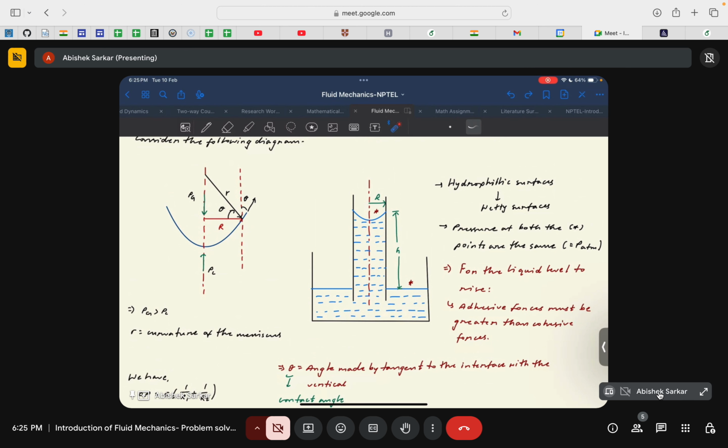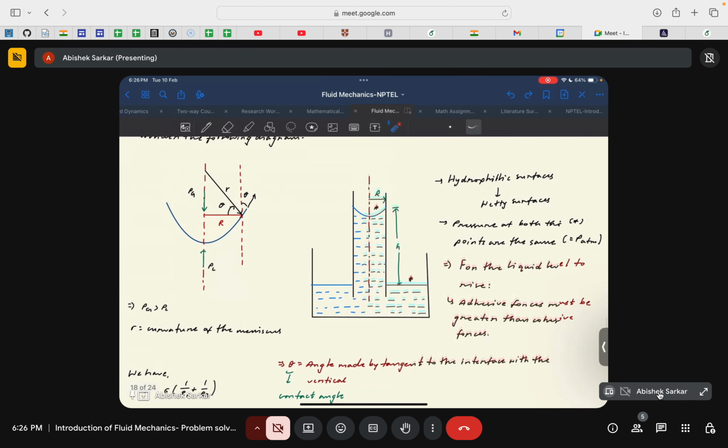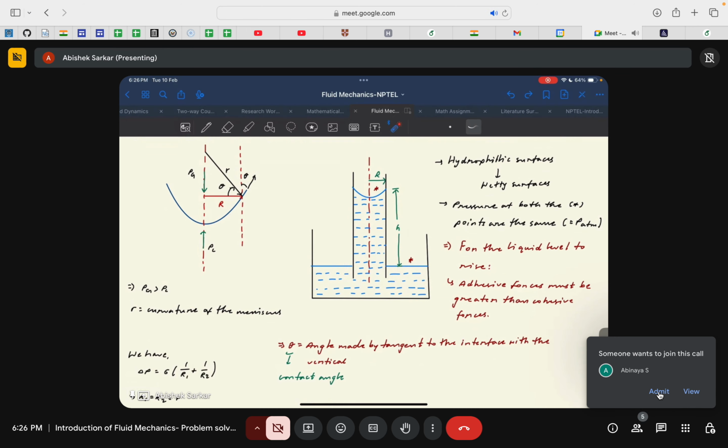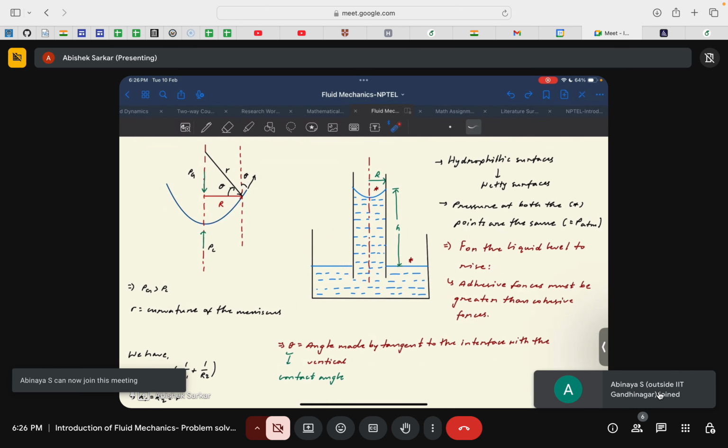Yeah, so first we take the case of water. We see that this is the container that we have in our hand, and this is the capillary tube. Okay, I've exaggerated the thickness of the capillary tube very much. So actually that's not the case. It will be very thin.